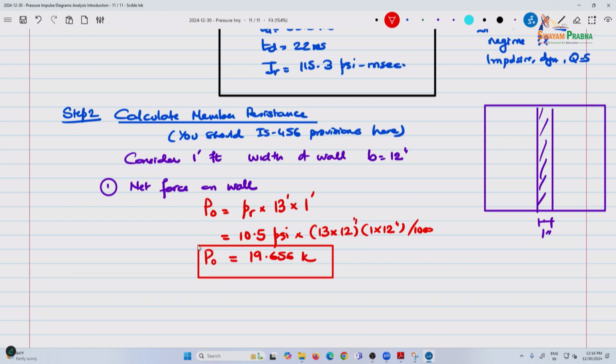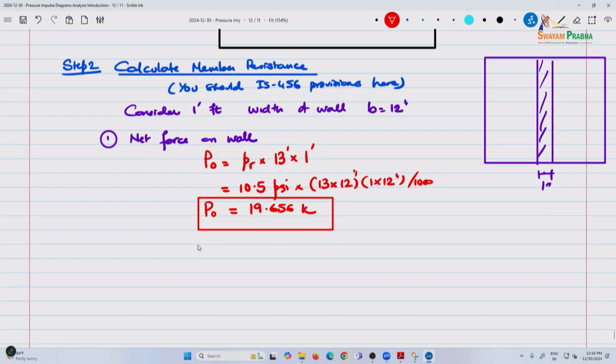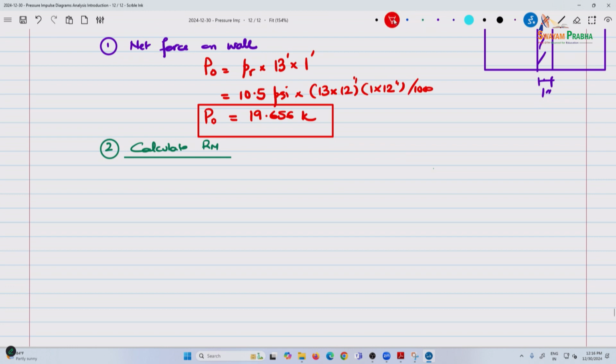So remember the ratio P naught by RM. So this is where P naught comes into the picture. Then second, we're going to calculate RM. We start with the strength increase factors and the dynamic increase factors.